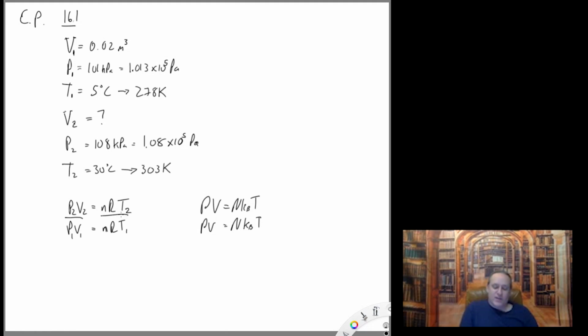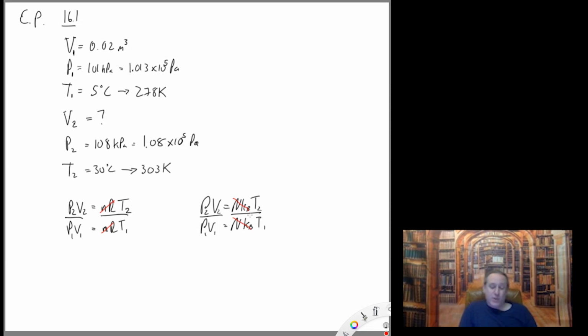And then we just divide these equations. And I'll do the same thing for the physics version and divide them. And we can see when we divide them, the little n and the R on the chemistry version cancel out. And on the physics version, the big N and the k Boltzmann cancel out. And it really doesn't matter which version we're using. Okay, it's going to be the same either way.